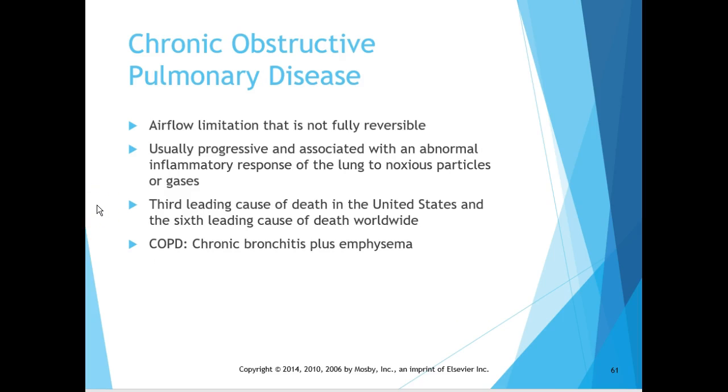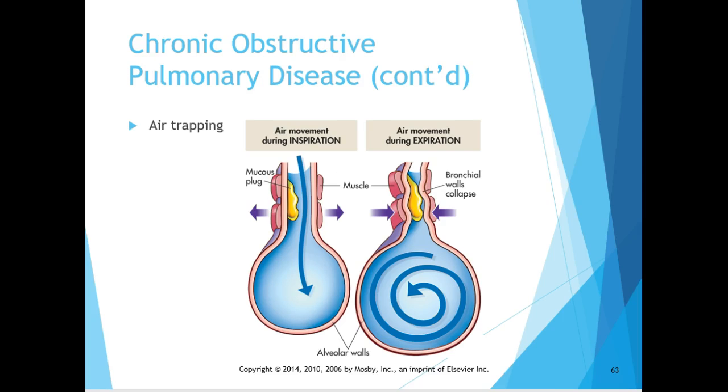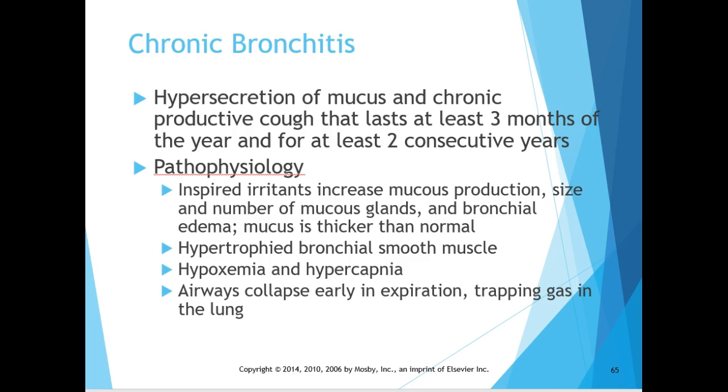Now, one of the differences: if you do pulmonary function testing on a person with asthma and you treat them with a bronchodilator like albuterol, they will improve. With chronic obstructive pulmonary disease, their numbers don't get as good after treatment as with asthma, and that's one way of diagnosing asthma versus this. Okay, just some more information on that.